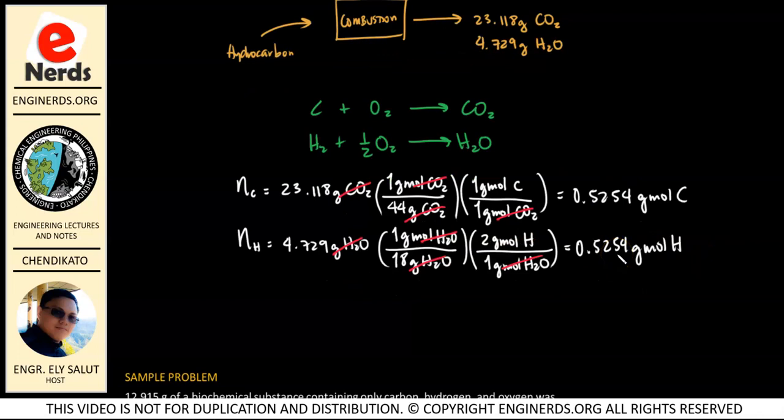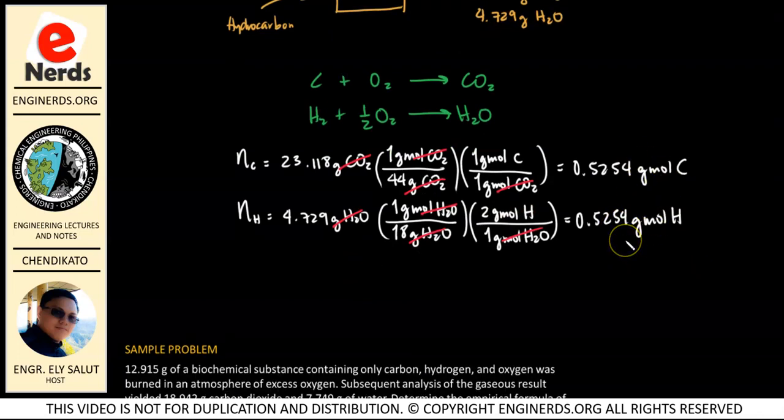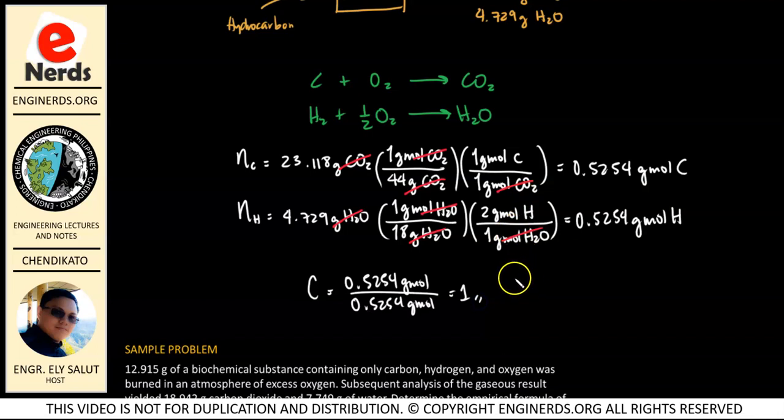So basically, ang kailangan natin gawin dyan para makuha natin yung ratio is to divide itong ating mga components dito sa merong lowest value. But since they are all equal, so makukuha mo ngayon kung ilan ang ratio nila by dividing sa lowest number. Okay, for carbon, for example, we will have 0.5254 gram mole divided by 0.5254 gram mole. So this will be equal to 1. And ganun din sa hydrogen, no?